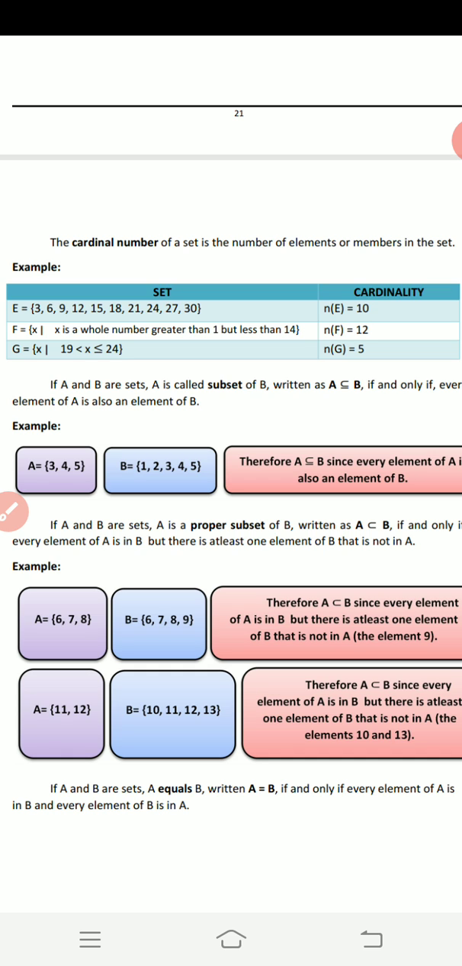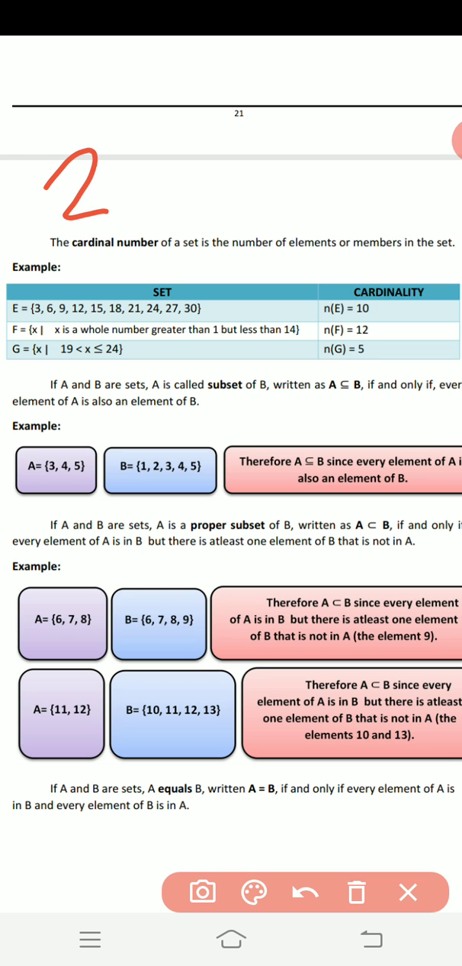And set F, x such that x is a whole number greater than 1 but less than 14. So what are those numbers? Whole numbers greater than 1, so starting from 2, 3, 4, 5, 6, 7, 8, 9, 10, and less than 14, the last number is 13. If you're going to count all the numbers from 2 to 13, that would be 12. Try it yourself. 2, 3, 4, 5, 6, 7, 8, 9, 10, 11, 12, 13. So we have the cardinality of the set, 12.